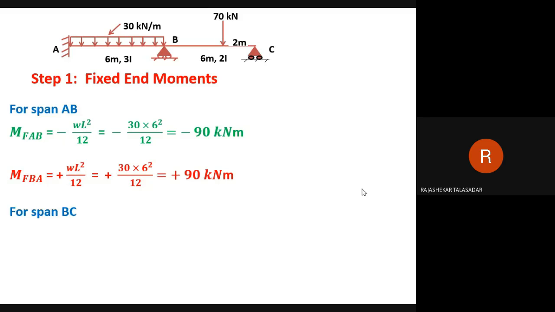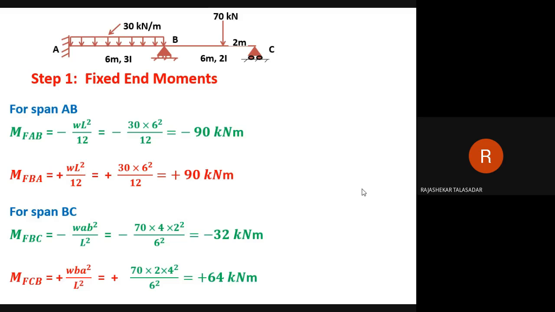Next, for span CB, it is eccentrically loaded. So MFBC is minus W A B square by L square. Substituting the values, W is 70, A is 4, B is 2, total is 6. So you'll get minus 32. And MFCB is plus W B A square by L square. So you'll get here plus 64 kilonewton meter. This is the first step.